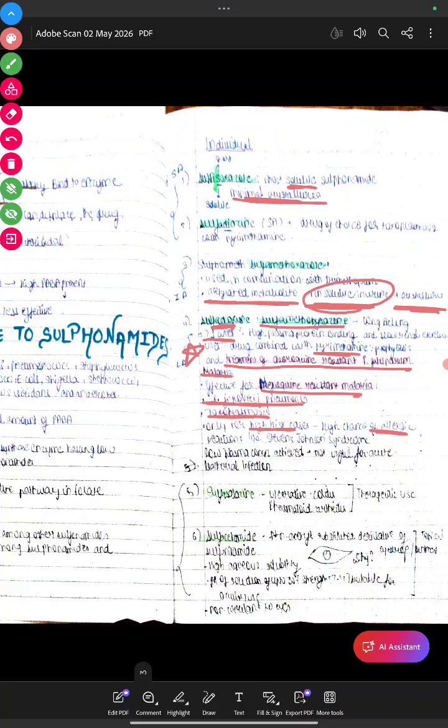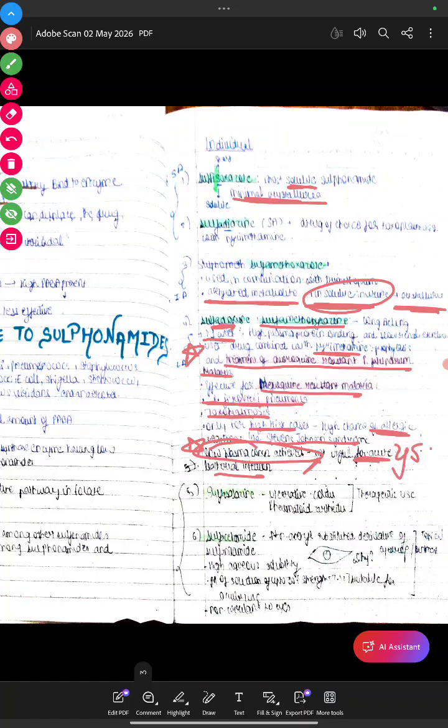Why? Because there is a very high chance of allergy, like Stevens-Johnson syndrome. And moreover, it is not used for acute infection. Why? Because of the low plasma concentration achieved. The plasma concentration is very low, so it will not have its effect for acute bacterial infection.